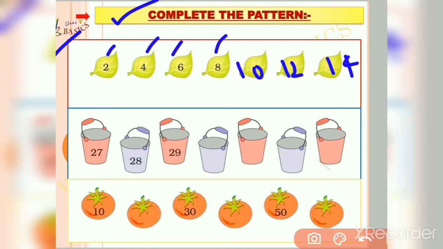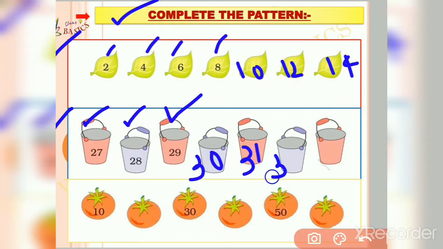After that, we can see there is a series of buckets. Observe the series carefully. 27, 28, 29. So friends, can you tell me what will come next in this series? Check your answer friends. The answers are 30, 31, 32, then 33.